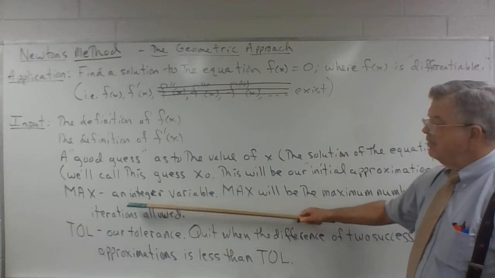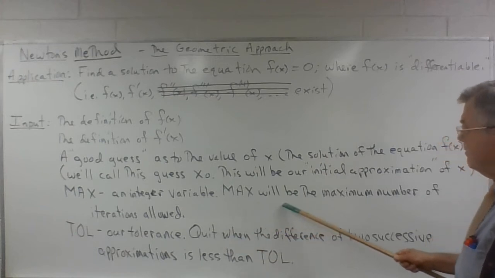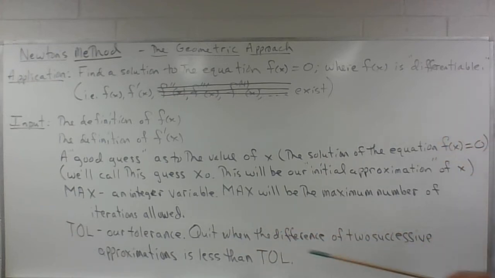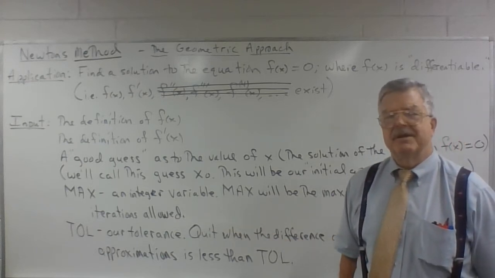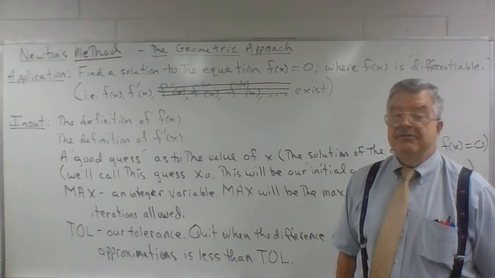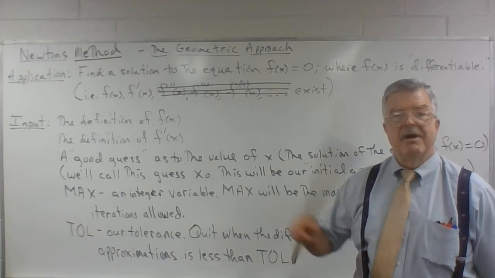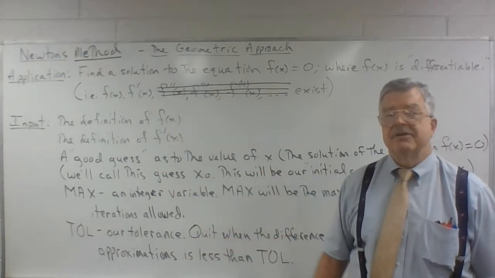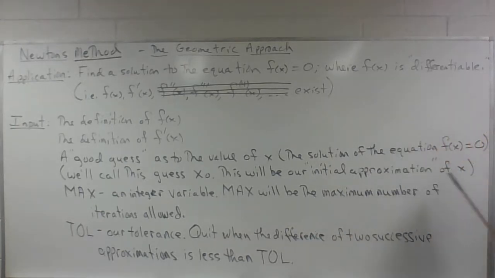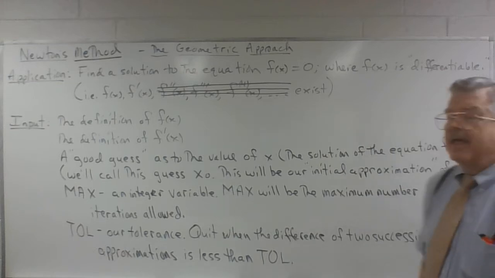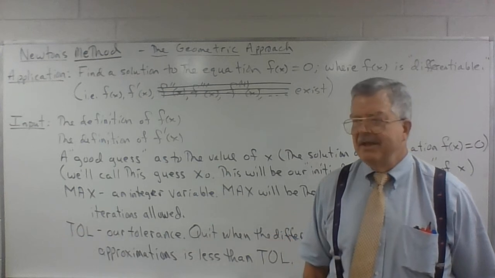Also, something we have to input into the program, max. This is an integer variable. Max will be the maximum number of iterations allowed. And the reason that we have max is because this algorithm may not converge. It may keep repeating and repeating and go off into the sunset, spitting out successive approximations that don't converge to the solution x. And if that happens, we don't want this program to run in an endless loop.